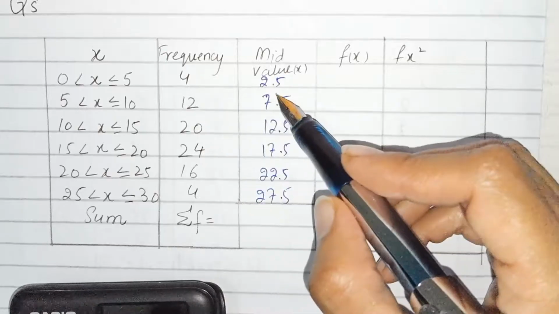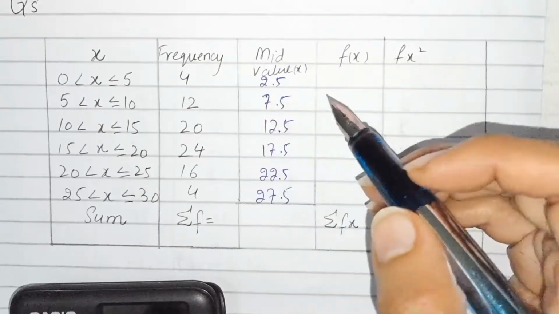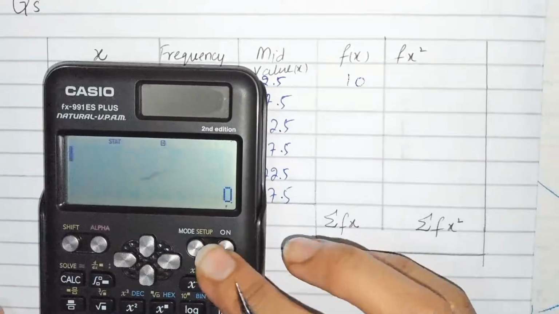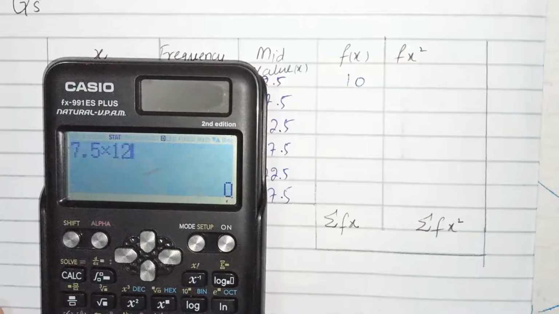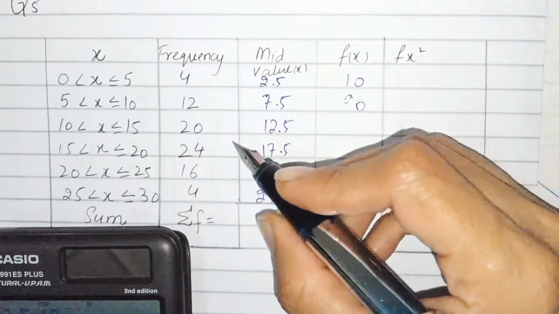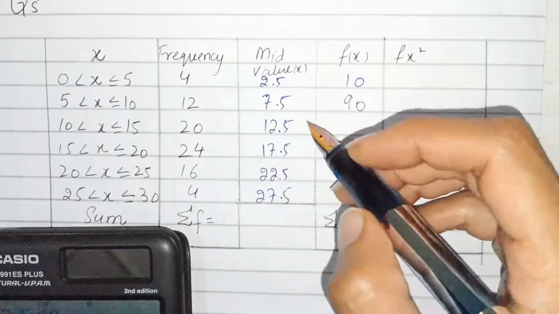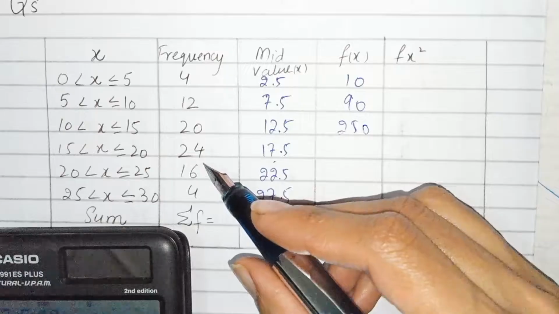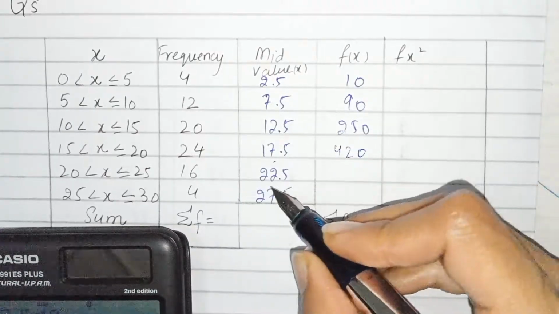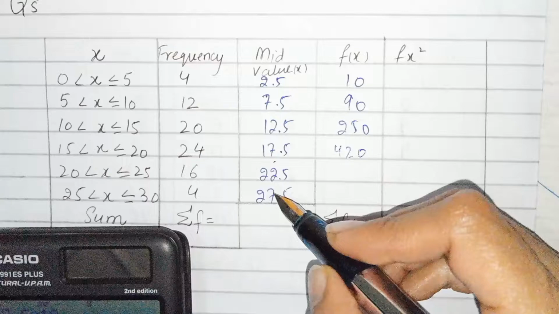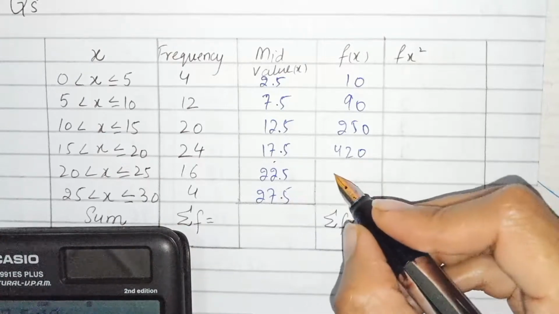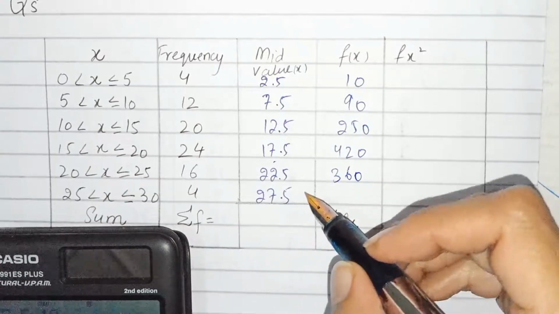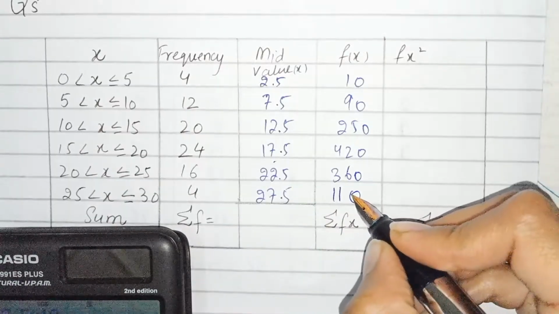We multiply 4 by 2.5, we get 10. And now 12 multiplied by 7.5, we get 90. And again 20 multiplied by 12.5, we get 250. And 17.5 multiplied by 24, we get 420. And 16 multiplied by 22.5, we get 360. And 4 multiplied by 27.5, we get 110.